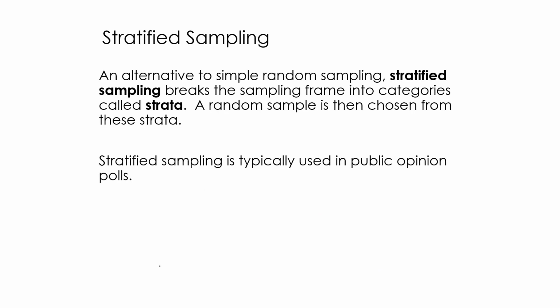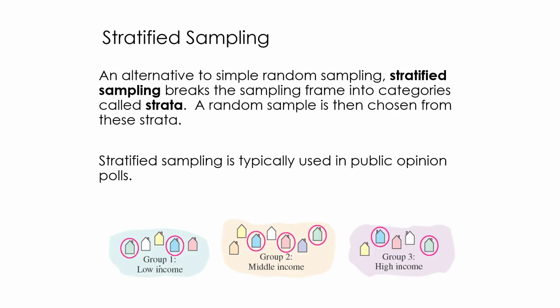And the last type of sampling is called stratified sampling. An alternative to simple random sampling, stratified sampling breaks the sampling frame into categories called strata. A random sample is then chosen from these strata. Stratified sampling is typically used in public opinion polls. So you break up your population into different strata, and then from each strata you randomly select people.